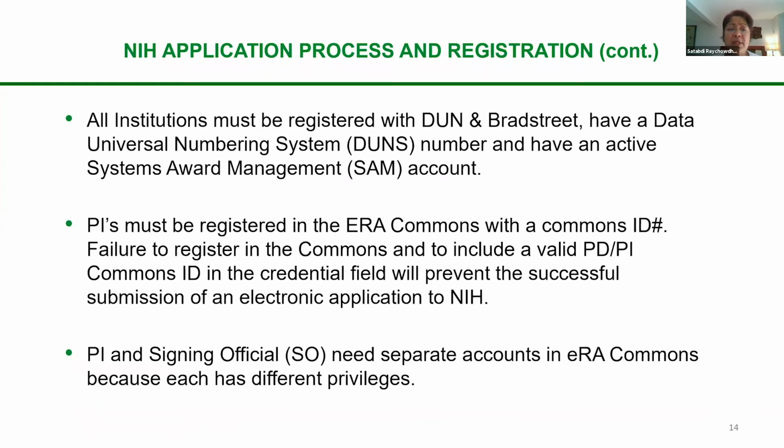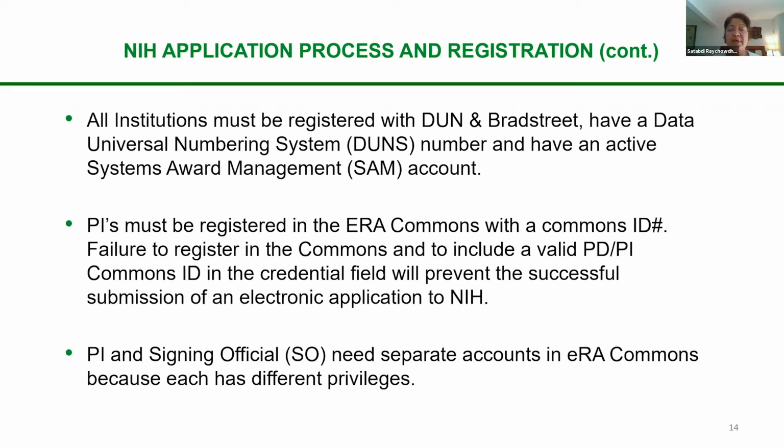Next is that all institutions must be registered with a DUNS number and have a Universal Numbering System number. Basically, the DUNS number is going to go away. The DUNS number is going to fade off at the end of this year, and the Universal Numbering System will be replaced with a new numbering system called Unique Entity Identifier.